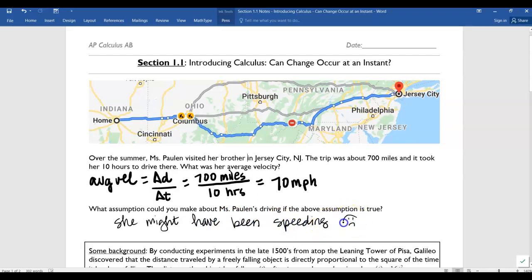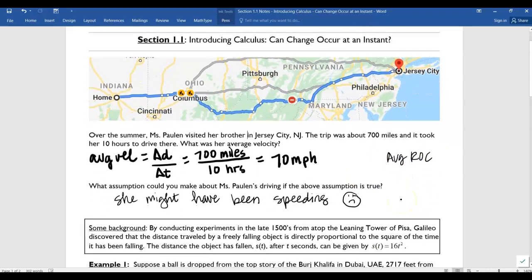Obviously this is a hypothetical situation because I would never speed. I definitely followed the law. That's just a really easy way to calculate average velocity, change in distance over change in time. And really that's a type of average rate of change. We might call that average ROC, just for rate of change.